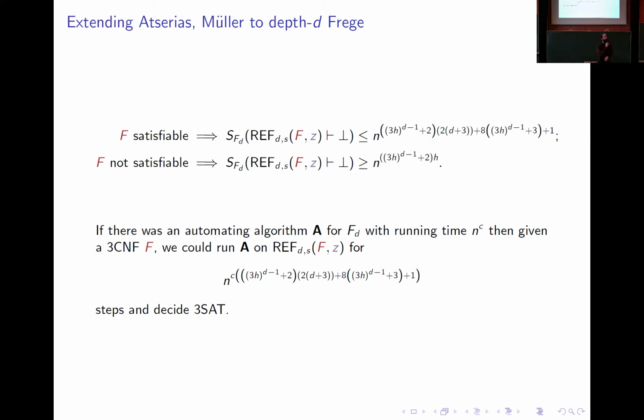I missed what H was, I'm sorry. H is just a parameter, but it doesn't appear in the formula. H will depend on C. To make this work, H will have to depend on the running time: suppose there is an automating algorithm running in time n to the C, I pick H as a function of C. Is the formula different for different H's? The red formula? No, H does not depend on the formula.